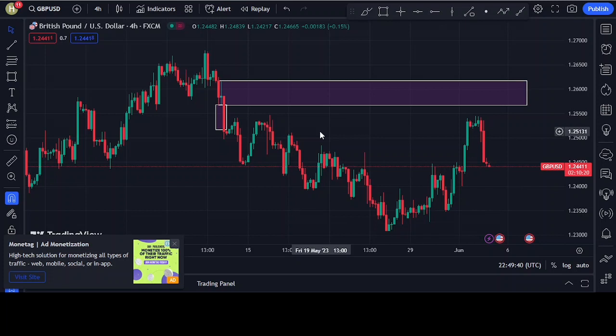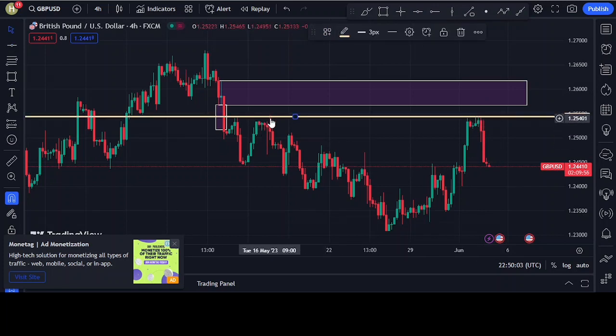Now I prefer unmitigated zones to mitigated zones. Unmitigated means the imbalance is yet to be filled. You can see price came back and filled about 50%, then came back and filled about 60%. At this point price came back to fill about 70%. Then price came back and filled an even greater percentage than that place. You can still see we have a leftover imbalance right here, yet to be filled.